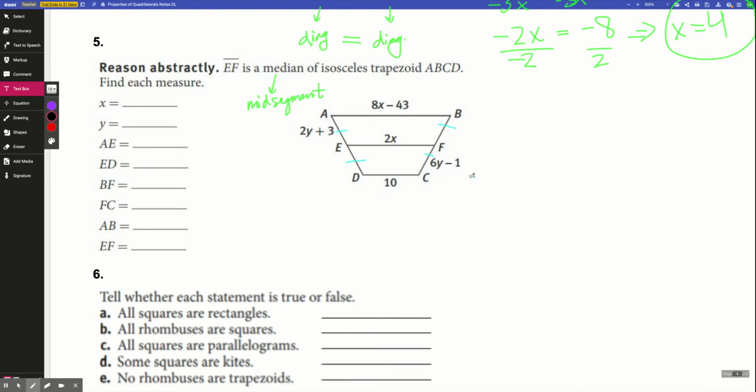Because I have 2y plus 3 and 6y minus 1. I'm going to have to set those equal to each other. So these two right here are equal to each other.